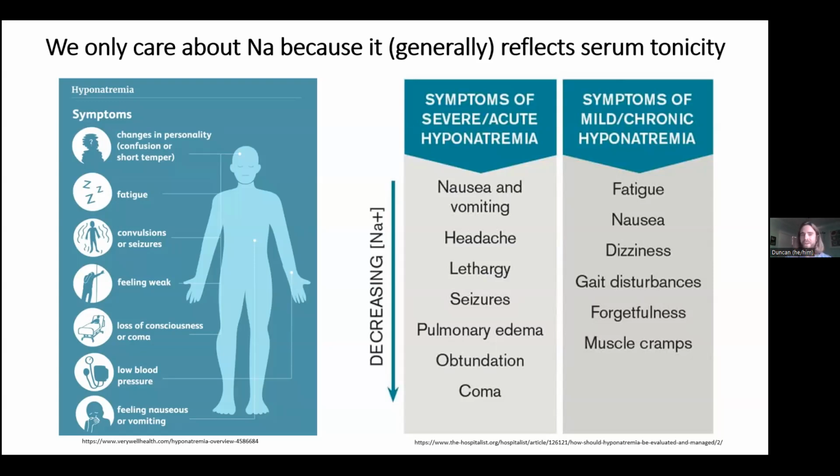We just don't care because the serum tonicity is actually high in that setting. Okay, so moving on to the algorithm. I like this algorithm because it essentially has three questions, and for each of those questions, we have a corresponding test, and it makes sense from a physiological standpoint.